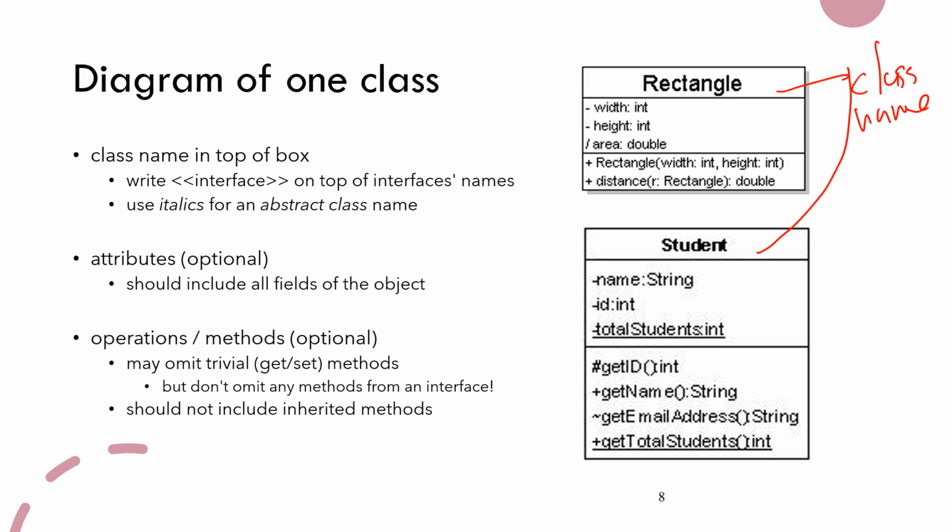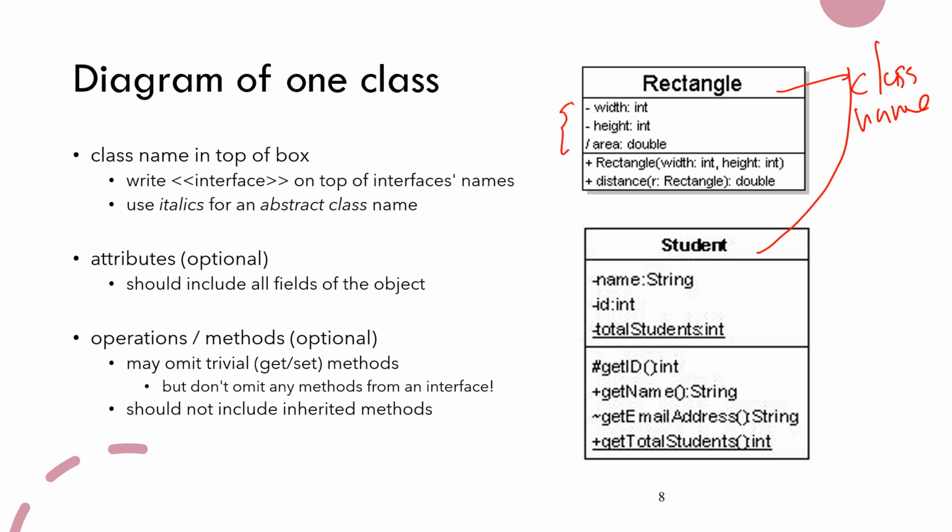Okay, attributes. Attributes is optional, but actually we need to give attributes to the class. Okay, operation or methods. This one may be optional. But do not omit any methods from an interface. Should not include inherited methods.